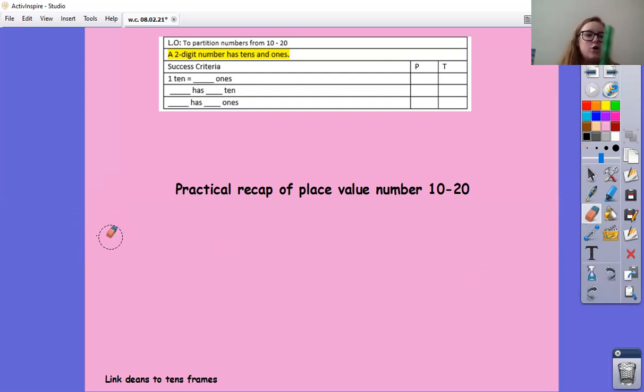This number has 1 ten and 6 ones. So I know my 1 ten is the same as 10 ones, and my 6 ones, I've got 1, 2, 3, 4, 5, 6. If I was going to write that, I'd write it 1 ten and 6 ones. What number is this? It is 16.